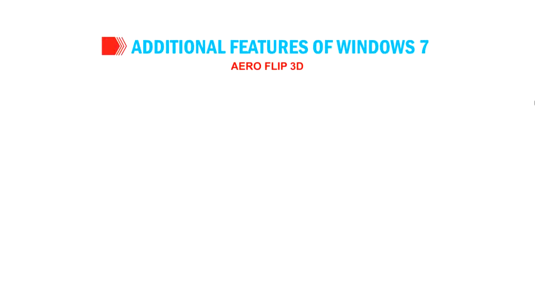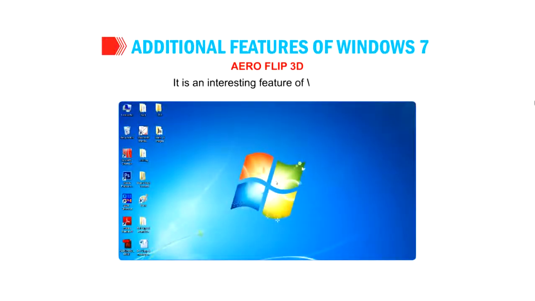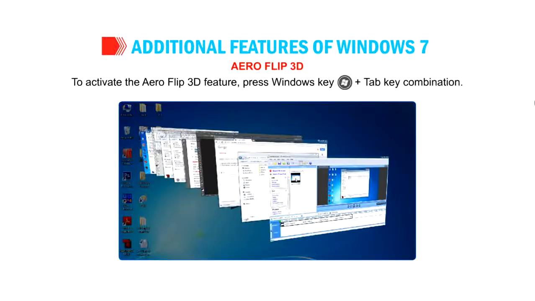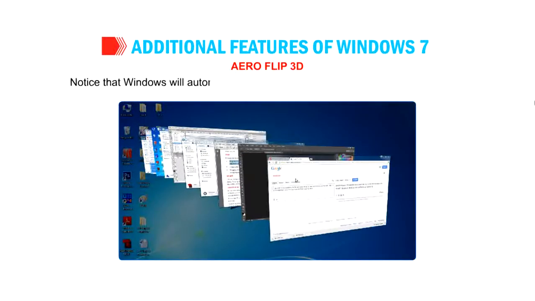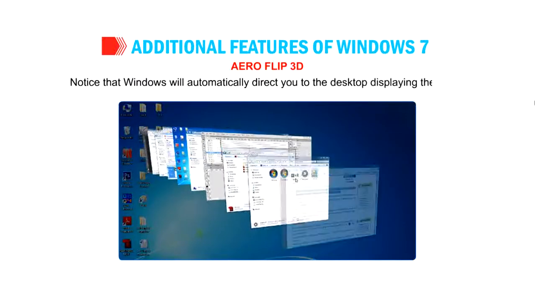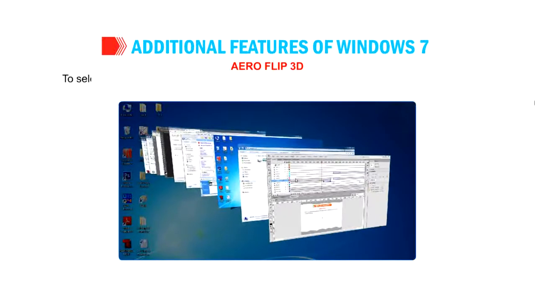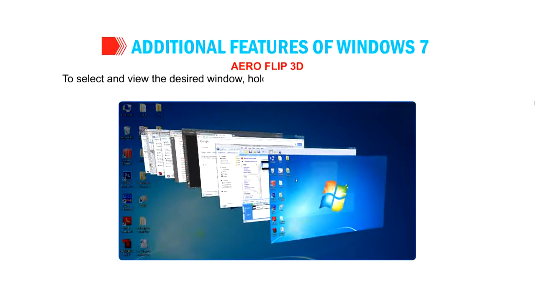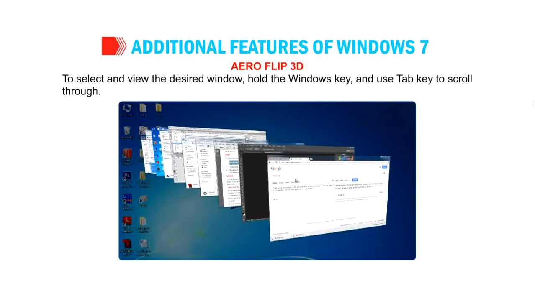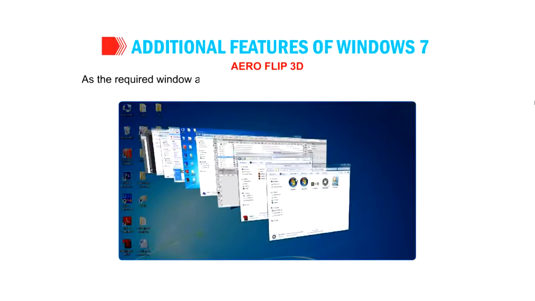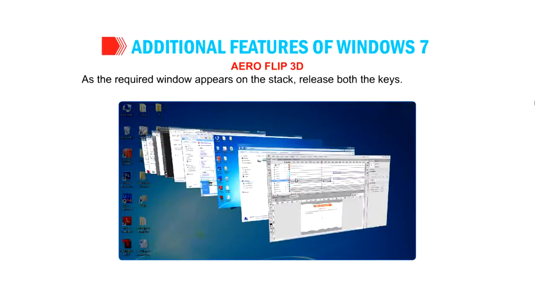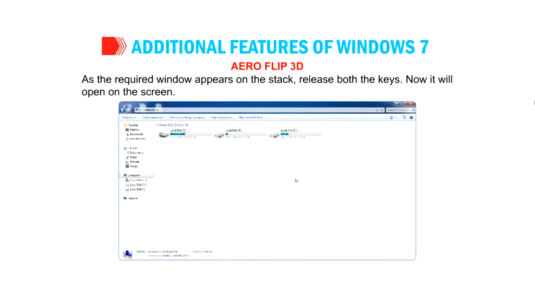Aero Flip 3D. It is an interesting feature of Windows 7. This feature enables you to preview all open windows as a stack. To activate the Aero Flip 3D feature, press the Windows key plus Tab key combination. Notice that Windows will automatically direct you to the desktop displaying the open windows. To select and view the desired window, hold the Windows key and use the Tab key to scroll through. As the required window appears on the stack, release both the keys. Now it will open on the screen.